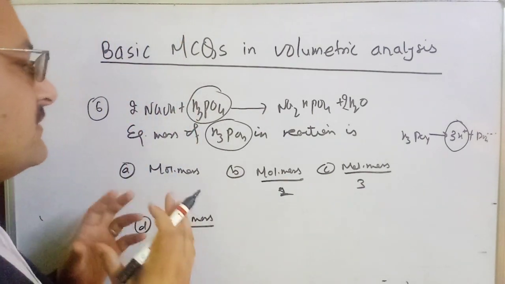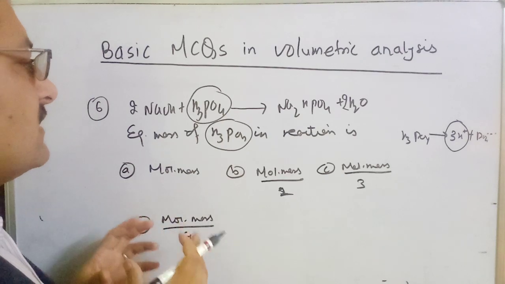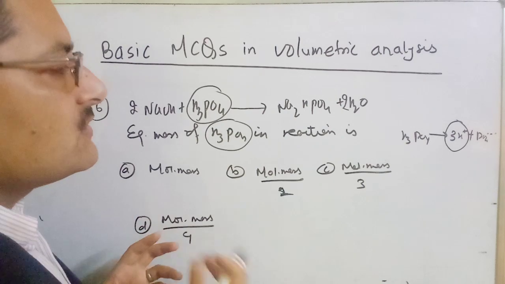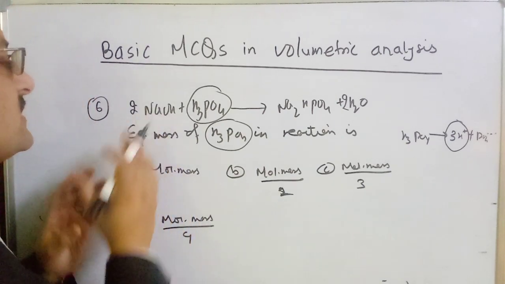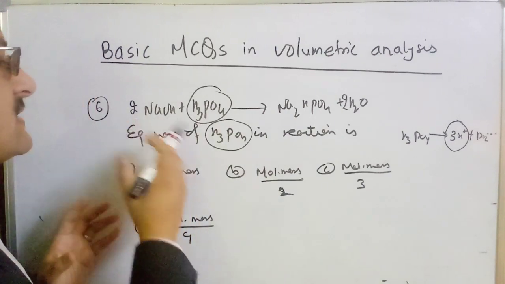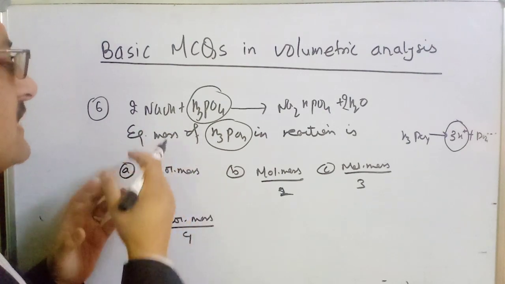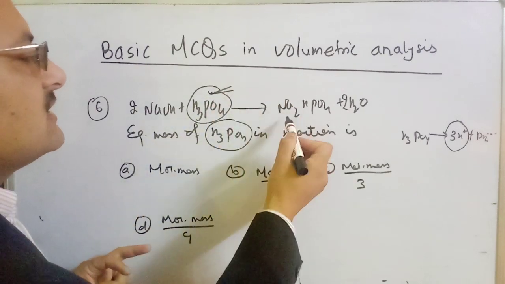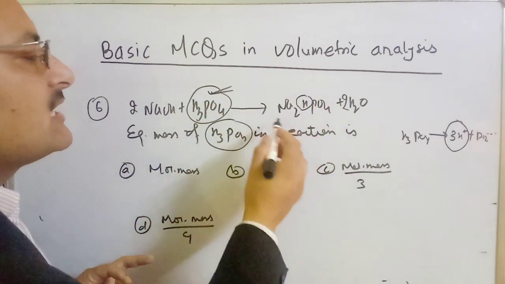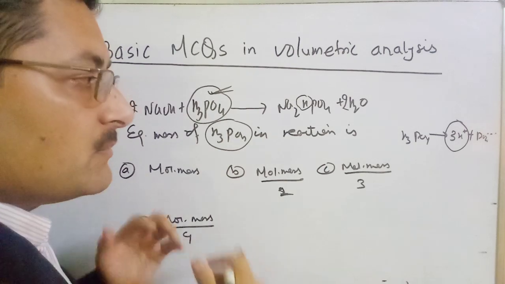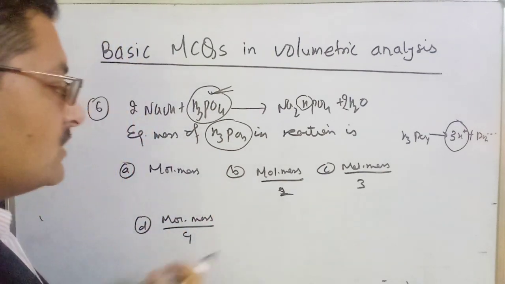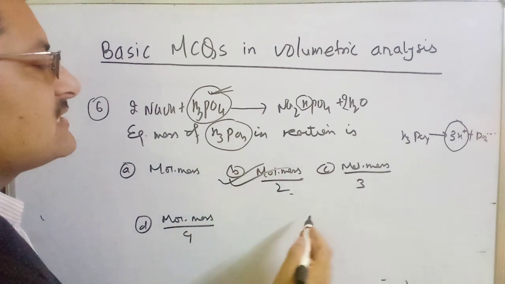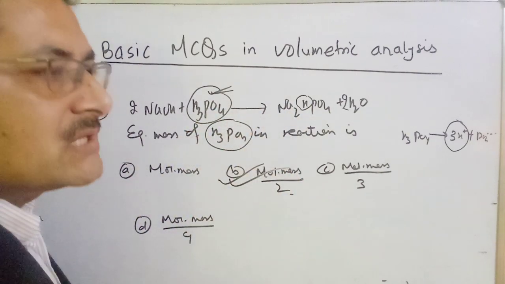But the molecular mass of H3PO4 is divided by which number depends upon the reaction. If you see in a reaction, the metallic part of the base has displaced only two hydrogens from the phosphoric acid. Here you can see one hydrogen is still left and only two hydrogens are displaced. So the number of displaced hydrogens is 2. Therefore, the equivalent mass equals molecular mass upon 2 here, as displaced hydrogen is only 2.